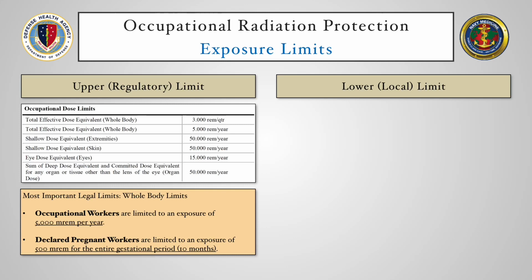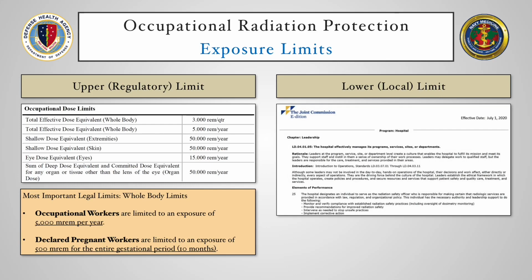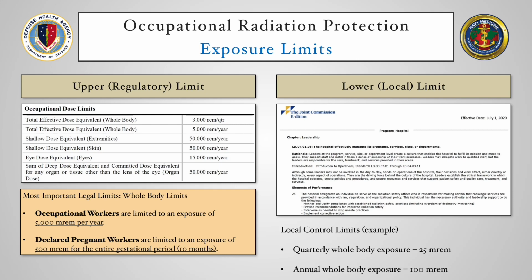In support of our lower limits, the Joint Commission actually requires healthcare facilities to designate a radiation safety officer in writing. He or she will make certain that radiologic services are provided in accordance with law, regulation, and organizational policy. Specifically, the RSO will monitor and verify compliance with established radiation safety practices to include oversight of dosimetry monitoring. At my healthcare facility, I have the following local control levels in place: a quarterly whole body exposure of 25 millirem and an annual whole body exposure of 100 millirem.